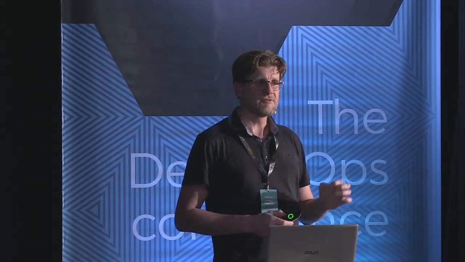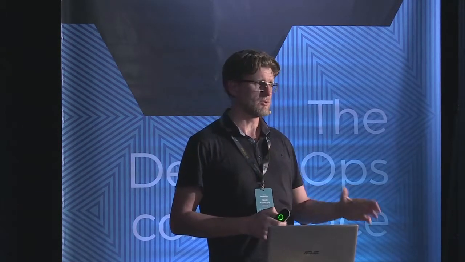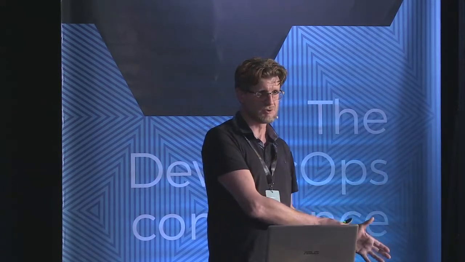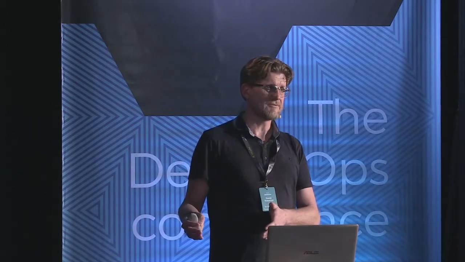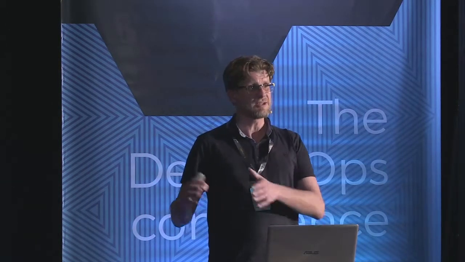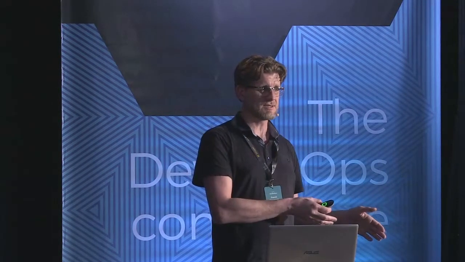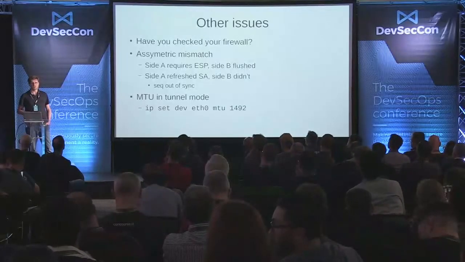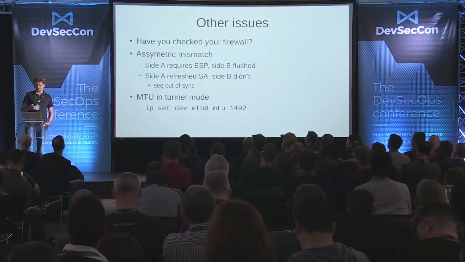on the firewall. Another very common issue, which I made a lot of and spent a lot of time debugging, is asymmetric mismatch. Essentially, you have configured IPSec on one host in require mode, you have not configured it on another host, or you have flushed it, cleaned the tables on one side, and they are still there on the other side. And essentially, the kernel cannot make sense of it. Also, if you use tunnel mode, you may want to reduce the MTU because there's a small overhead.